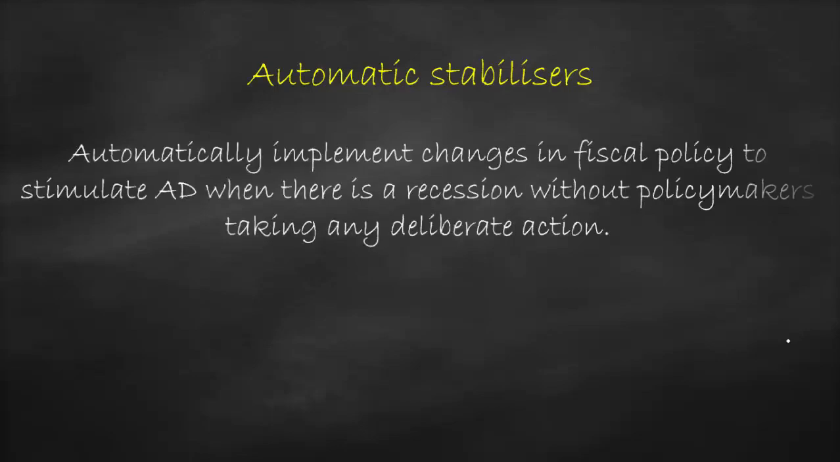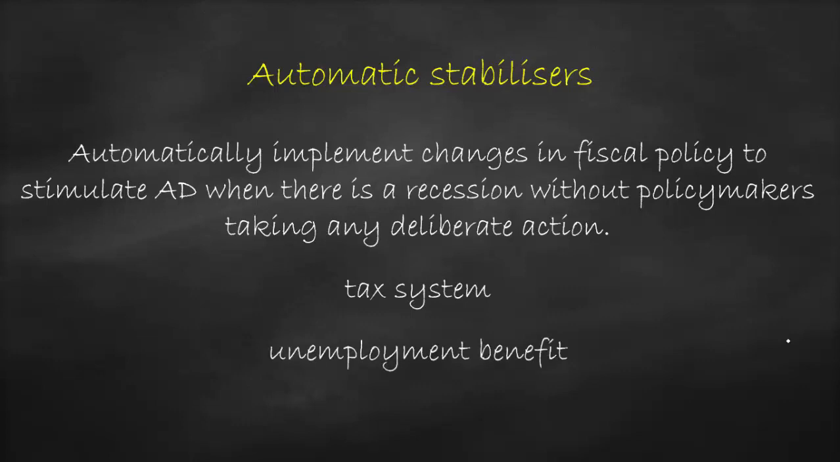Therefore, we prefer to have something called an automatic stabilizer. So automatic stabilizer simply means that we should have a system that implements changes in fiscal policy in order to stimulate our aggregate demand anytime our economy slows down and we head into a recession, without policymakers having to take any deliberate action, such as using a tax system. Anytime we go into recession, taxes will decrease. Or we have unemployment benefit. We have a subsidy system. Therefore, the economy will stabilize itself using this kind of automatic stabilizer.